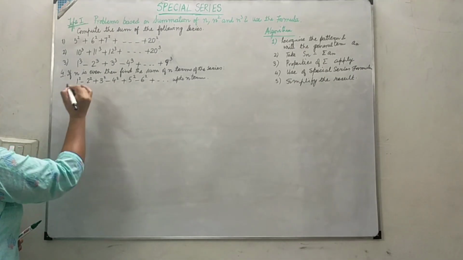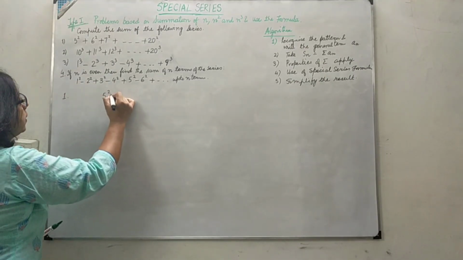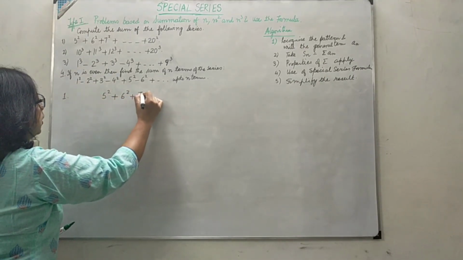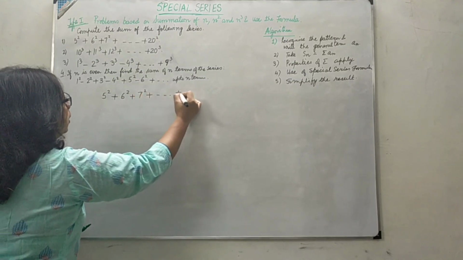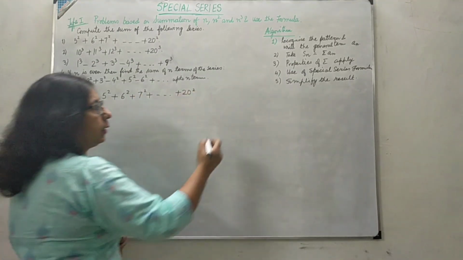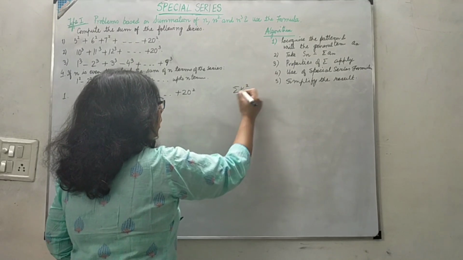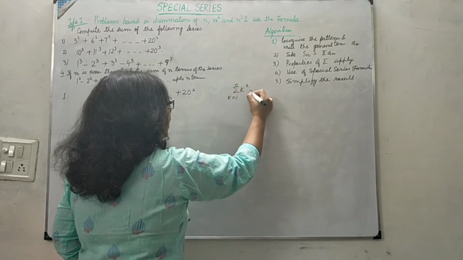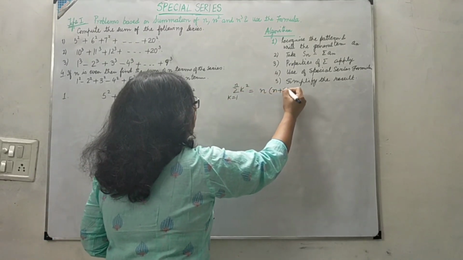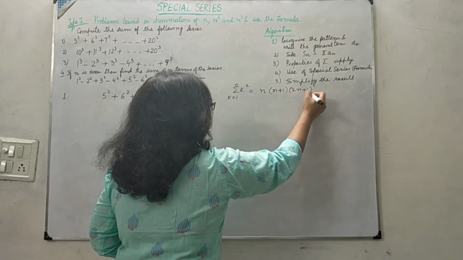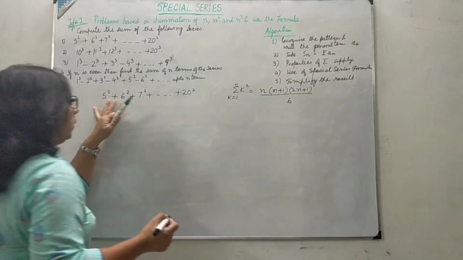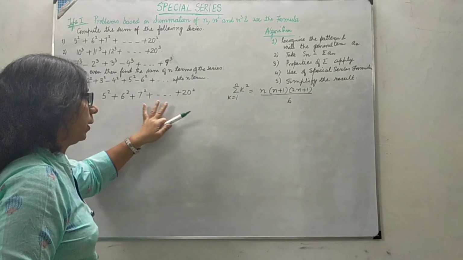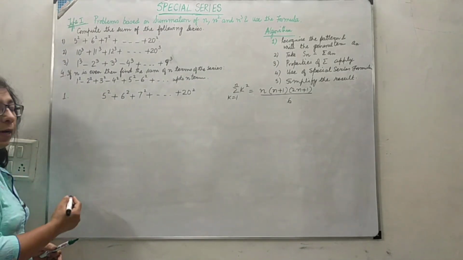The first one, you can see that we want to find the sum of 5 square plus 6 square plus 7 square up till 20 square. We have already learned the formula for sigma k square, k running from 1 to n, as n into n plus 1 into 2n plus 1 by 6. We have seen there all terms are natural number squares, but they are starting with 5 square.